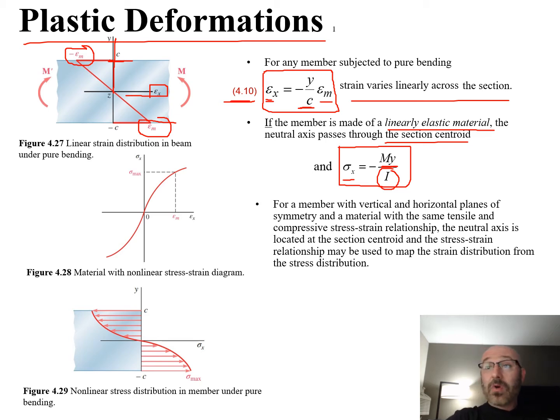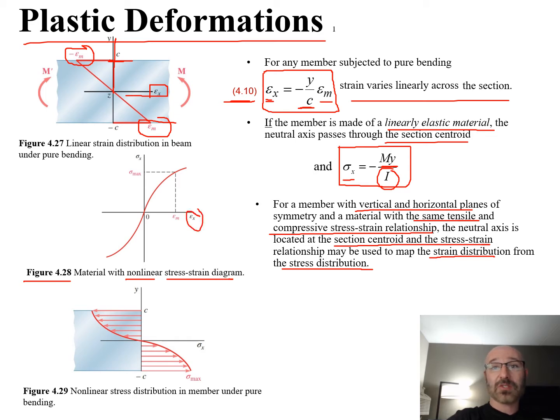Now for a member with vertical and horizontal planes of symmetry and a material with the same tensile and compressive stress-strain relationship, the neutral axis is located at the section centroid, and the stress-strain relationship may be used to map the strain distribution from the stress distribution. So we can come down here and see our two other graphs. In figure 4.28, we can see the material with a nonlinear stress-strain diagram. So we can see this is how it would react.